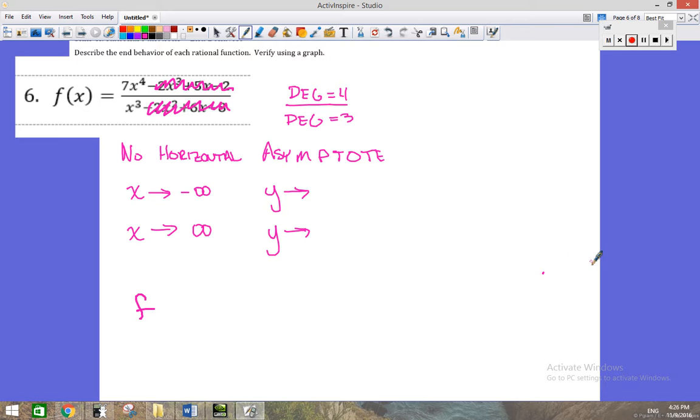All right, let's take a look at problem number 6. I had compared the degree of the numerator. It was top heavy, so I know there's no horizontal asymptote. I'm trying to determine what's happening with the y values.